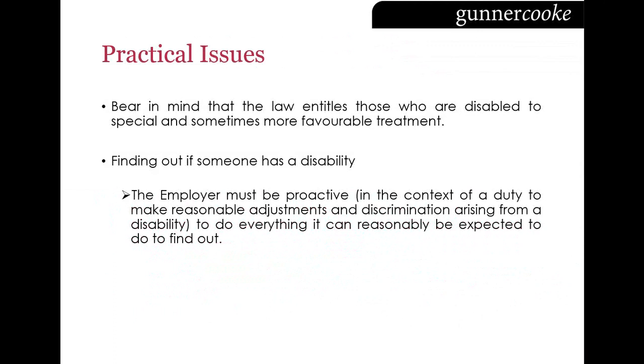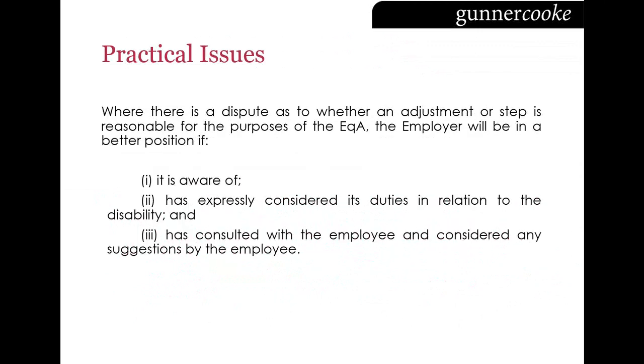And they have to, in the context of discrimination arising from disability and also in the context of a duty to make reasonable adjustments, do everything they can reasonably be expected to do to find out. And it's worth finding out because if there is a dispute as to whether an adjustment or step is reasonable, or if the employer wishes to rely on objective justification, the employer is going to be in a better position if it's aware of the disability, has expressly considered its duties in relation to the disability and what adjustments it can make, and has consulted with the employee and considered any suggestions by the employee. It's in a much stronger position to defend any claim or justify its actions.